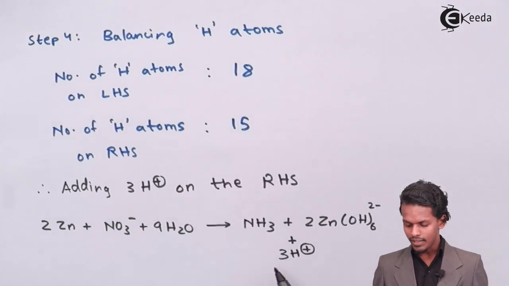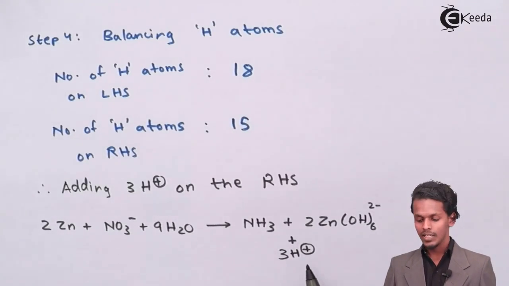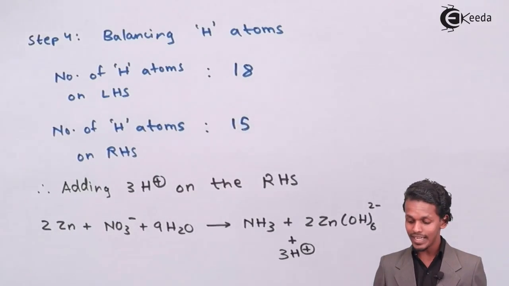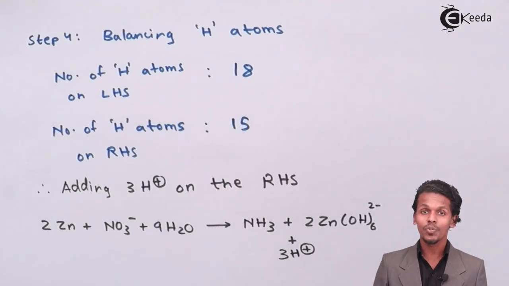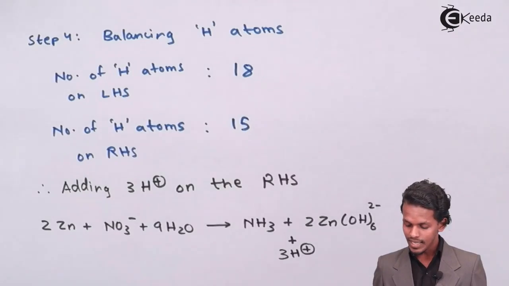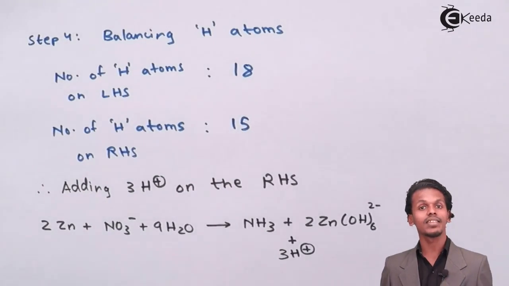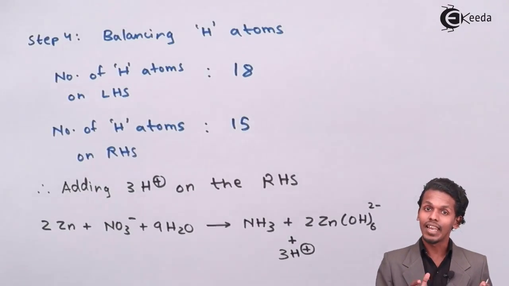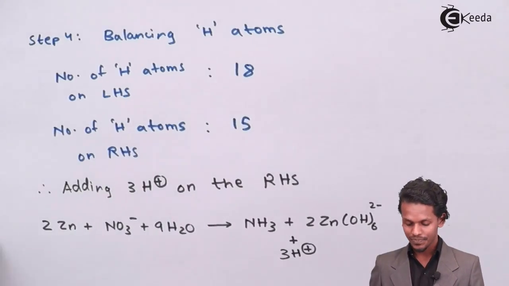Let me tell you that to neutralize this acidic H plus, as there are 3 moles of H plus as you can observe here, we have to add 3 times OH minus, but this should be on both sides. Let me give you an example. In this case 3 times H plus is present on the right hand side, so I will add 3 times OH minus ion both on the left hand side as well as on the right hand side. So let us do it.